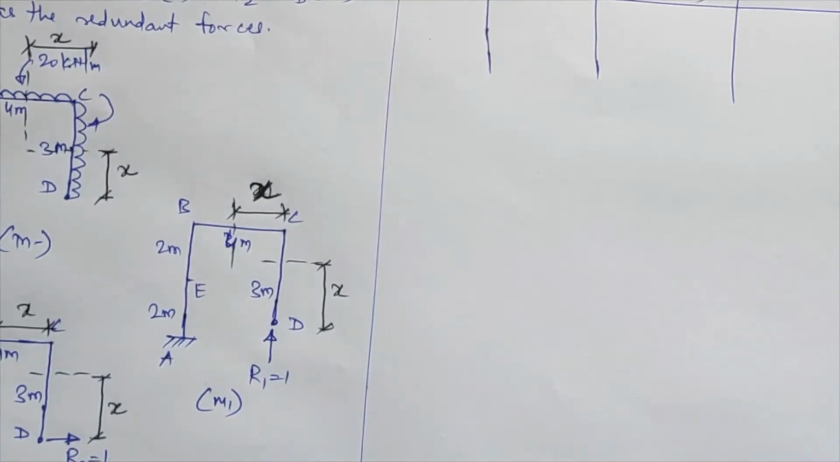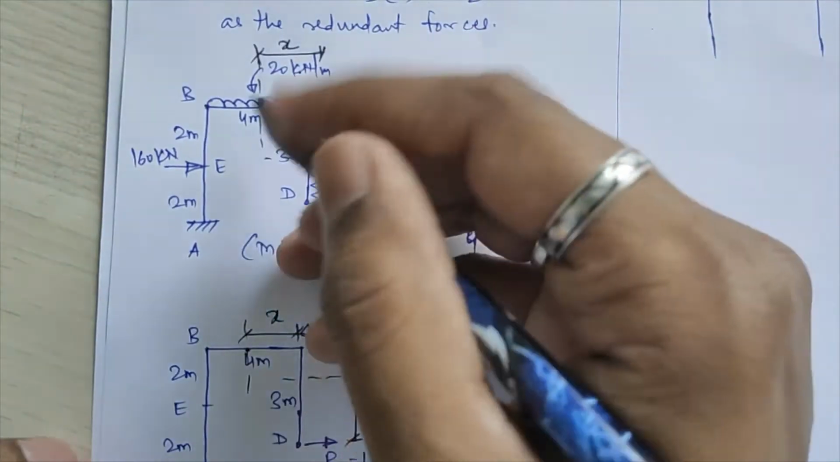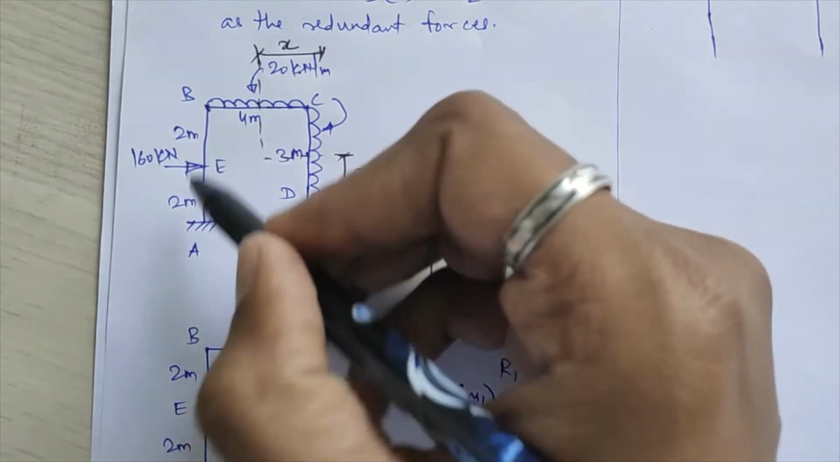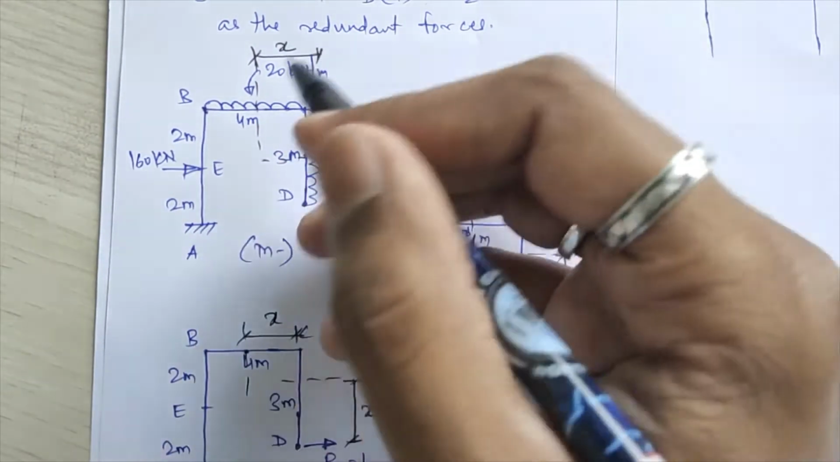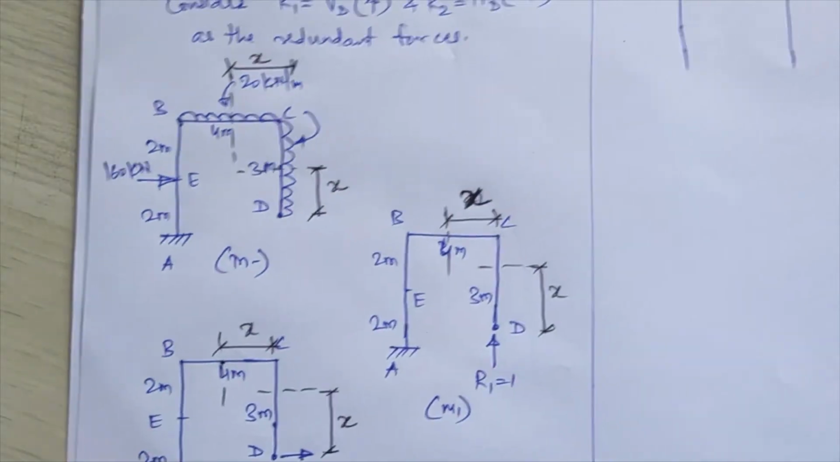Okay. So my CB portion is done here. Now next, in this portion, or in the span BA, you have a point load at the center. So we will divide this into two. First we will select the BE portion and then we will go for the EA portion over there.